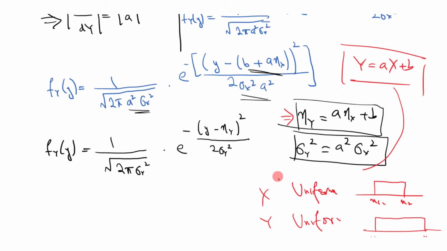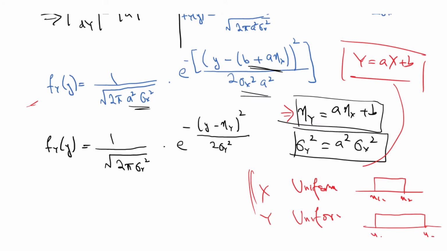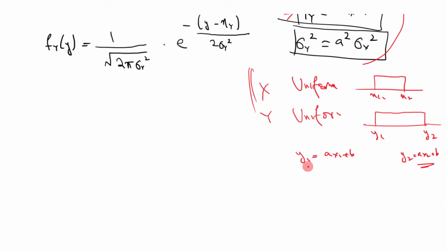So these transformations are very helpful. You can convert one random variable into another random variable, or you can change the properties of one random variable through these transformations, as we have done for the Gaussian random variable, and you can prove it yourself for a uniform random variable with range from x1 to x2, and you will see the output will have a range from y1 to y2, where y1 and y2 are given here.